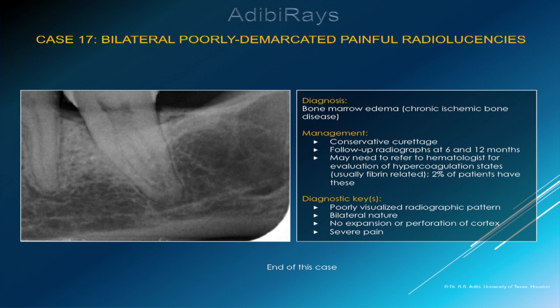This is bone marrow edema or chronic ischemic bone disease. Conservative curettage is the solution to this condition. Follow-up radiographs at 6 and 12 months, and referral to hematology for evaluation of hypercoagulation states, with a possibility of 2% of the patients having this condition.